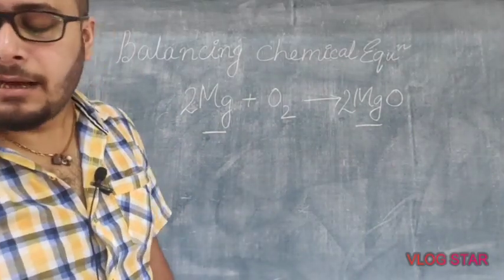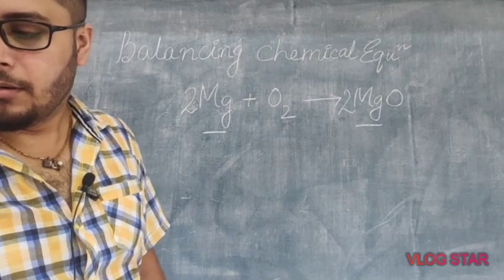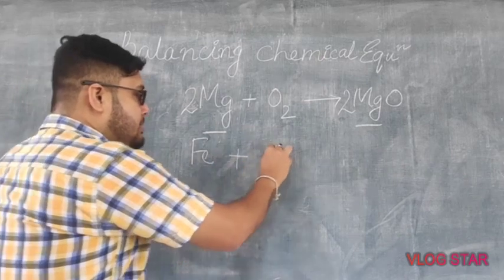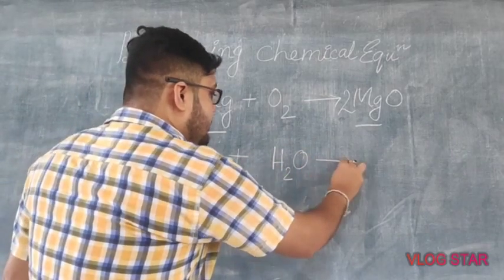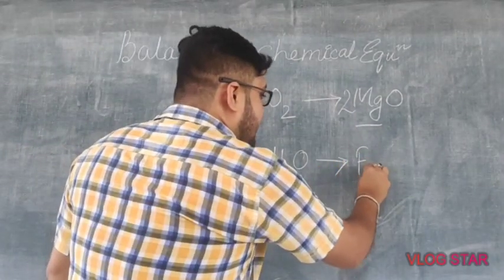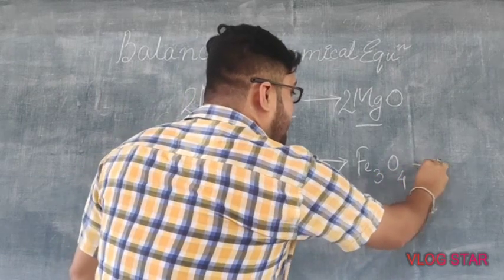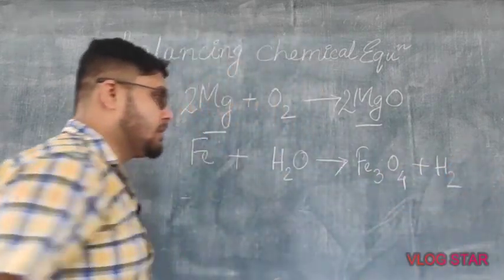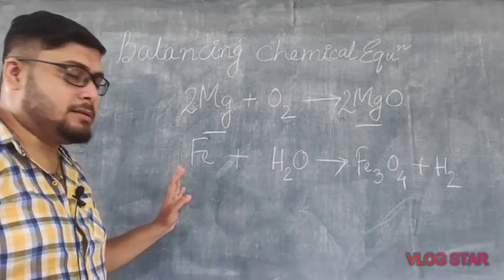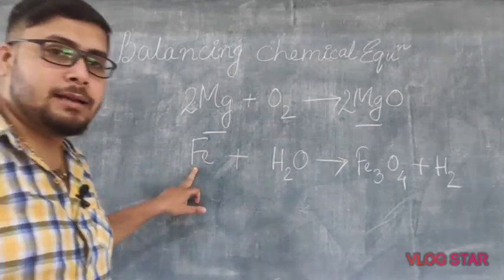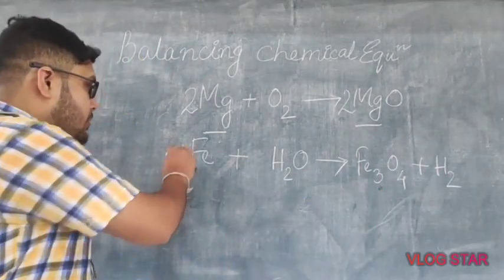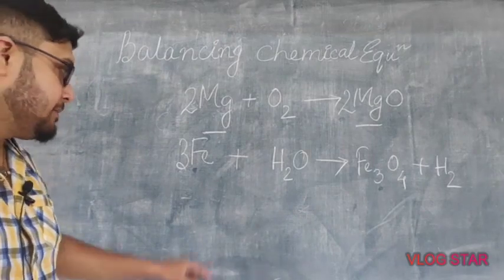So let us see the next example. Say we are reacting Fe plus H2O, iron plus water, we will get Fe3O4 plus H2. Now one by one we will come and we will balance. Here we have got 1 iron, here we have got 3. So what we will do, we will put here 3 Fe.